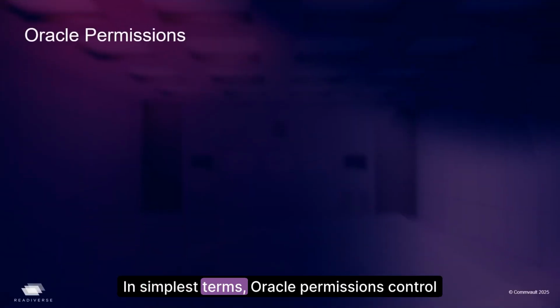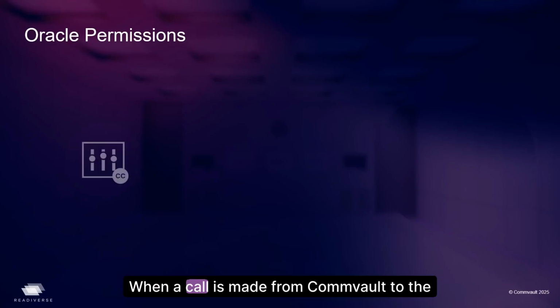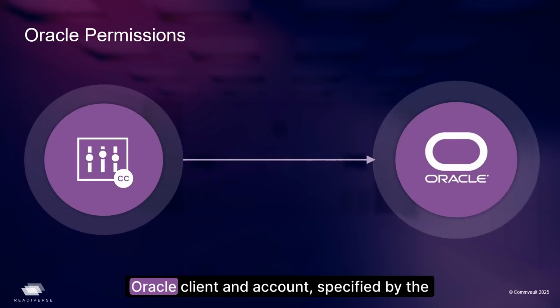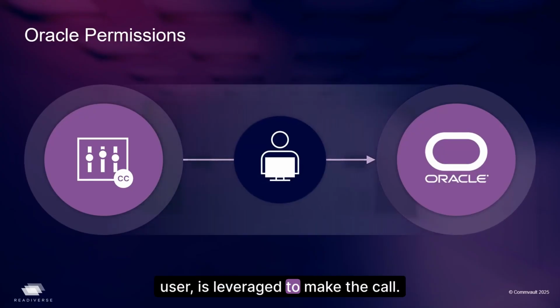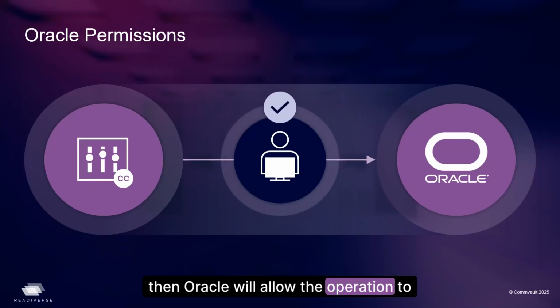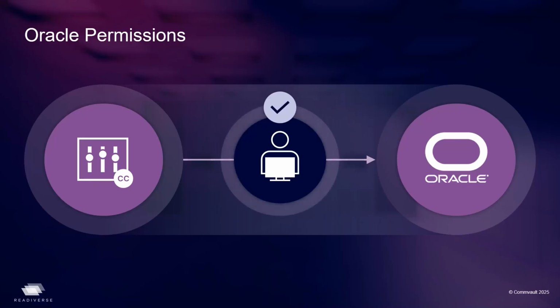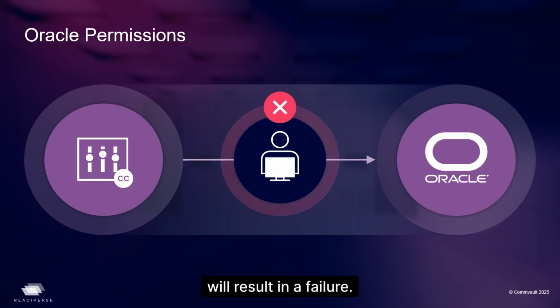In simplest terms, Oracle permissions control what users can do within an Oracle database. When a call is made from Commvault to the Oracle client, an account, specified by the user, is leveraged to make the call. If the user has the expected permissions, then Oracle will allow the operation to continue. However, if there are insufficient permissions for the user, the job activity will result in a failure.